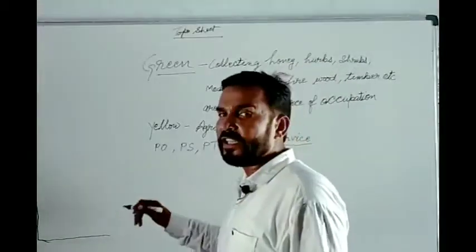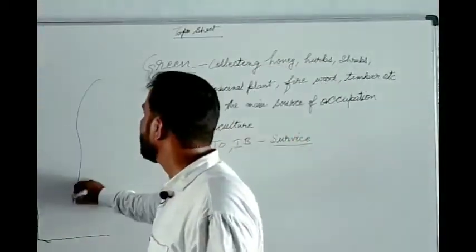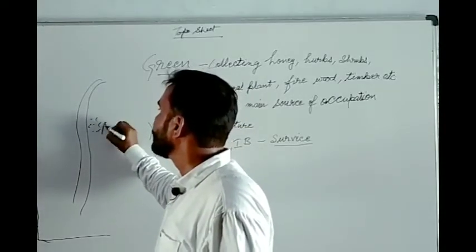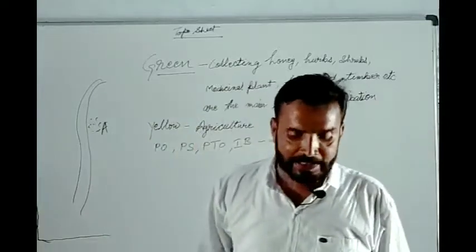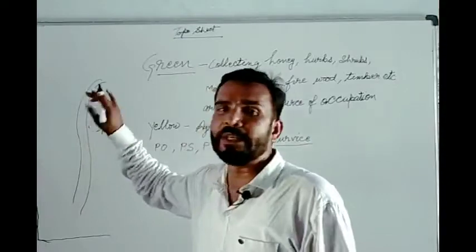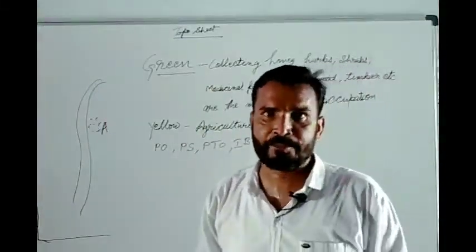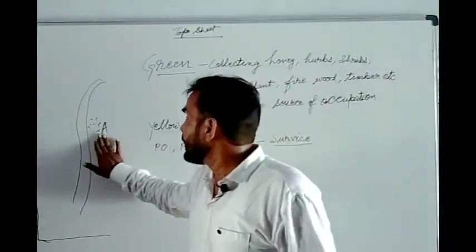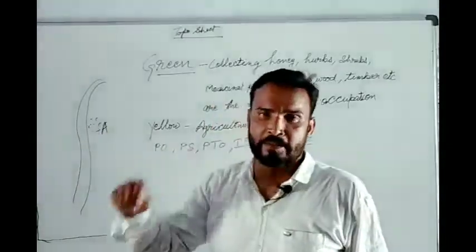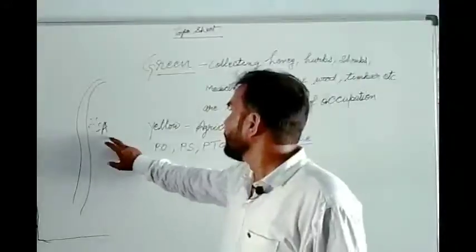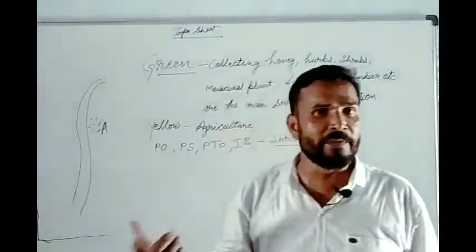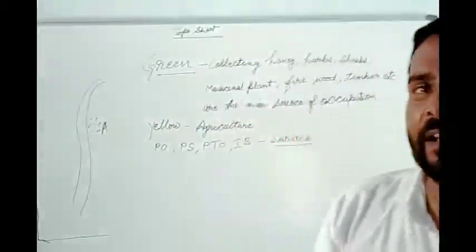One more occupation that you have to remember. If any village is shown in the map, suppose this is the river and here village A is shown. Now they are asking the question, what will be the probable occupation of this village A? Now see, neither green color nor yellow color and nor PO, PS, PTO, ID is given here. Then what will we do?